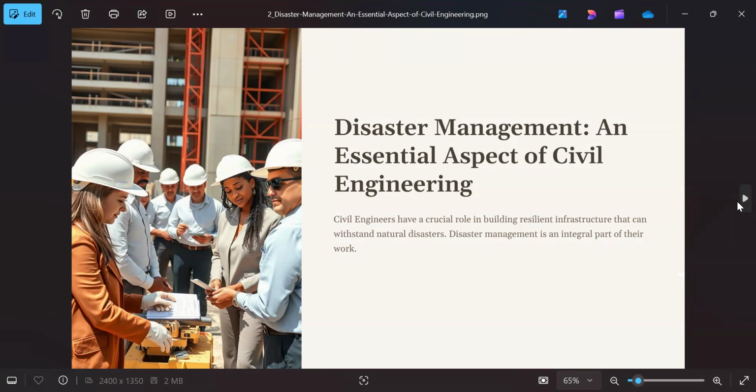An essential aspect of civil engineering is disaster management. Civil engineers have a crucial role in building resilient infrastructure, buildings, dams, and bridges that can withstand natural disasters. So the ultimate goal is that when we are designing or building infrastructure, it should be built with all the considerations such that it can withstand natural disasters like earthquakes and floods. Disaster management is an integral part of civil engineering.